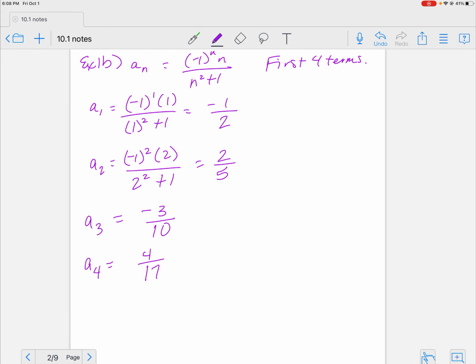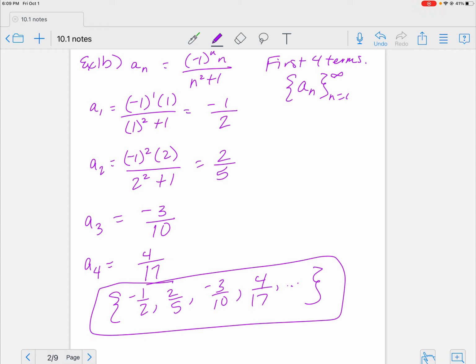So if I want to write out my first 4 terms here, I've got -1/2, positive 2/5, -3/10, and positive 4/17. Right? It is infinite because we have a sub n going from 1 to infinity. So we put those dots at the end because I know that this is going to be an infinite sequence that we have. But there's our first 4 terms.